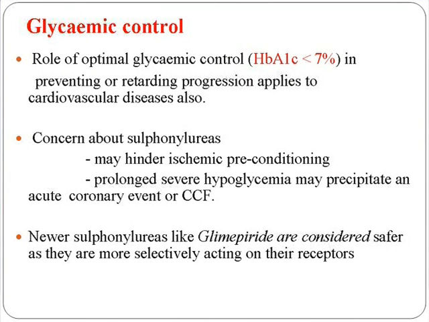Regarding glycemic control, optimal glycemic control has to be achieved with HbA1c less than 7% in preventing or retarding the progression of cardiovascular diseases. There has been concern about sulfonylureas because they can act non-specifically on other receptors found in the cardiovascular system. They may hinder ischemic preconditioning, and drugs like glibenclamide and chlorpropamide can cause prolonged hypoglycemia, which is a stress on the heart. Newer drugs like glimepiride are more specific on the beta cells and do not have this adverse side effect. So, they may be used in those patients who are still candidates for oral hypoglycemic agents.